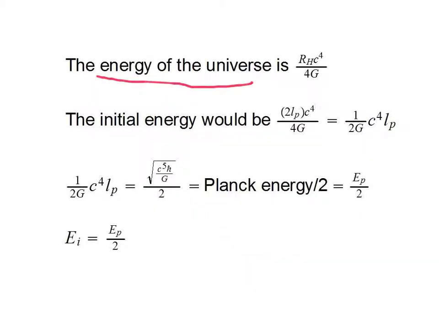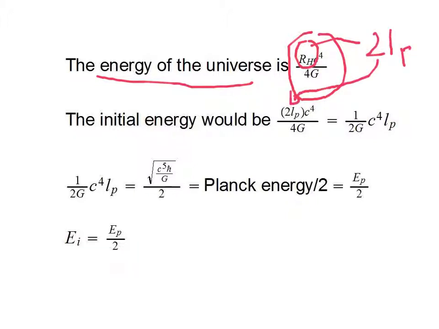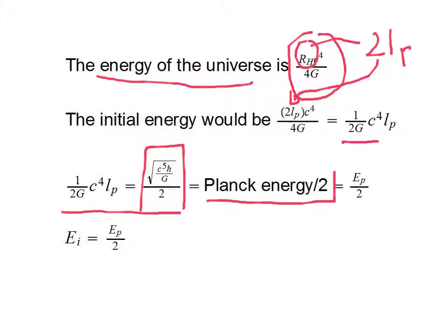The energy of the universe is given by this equation. We know that R sub H initially was 2 Planck lengths. We'll insert it into the equation for energy, and we discover, after a little bit of algebra, that we get the square root of c to the 5th times h bar over G, divided by 2. That's equal to the Planck energy divided by 2. Therefore, the initial energy is the Planck energy divided by 2.